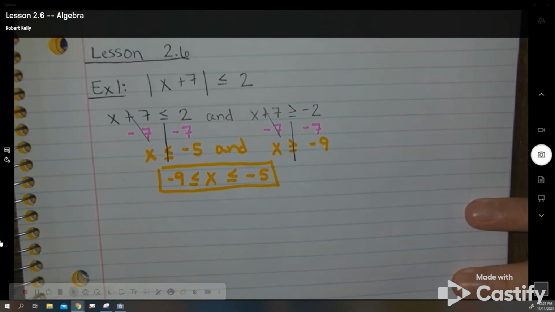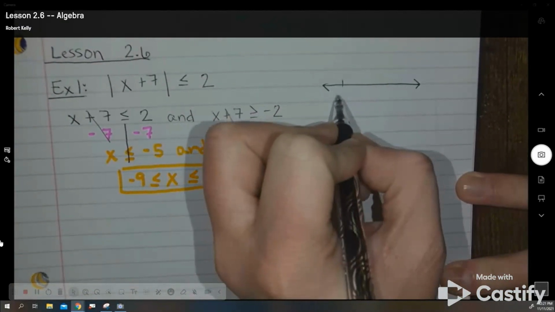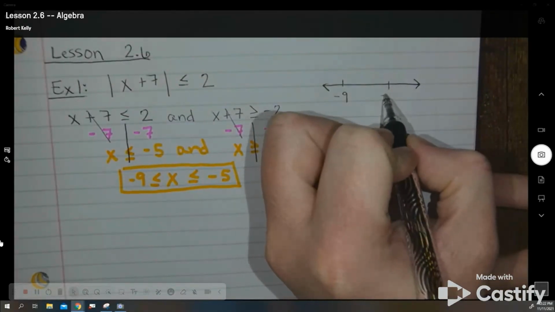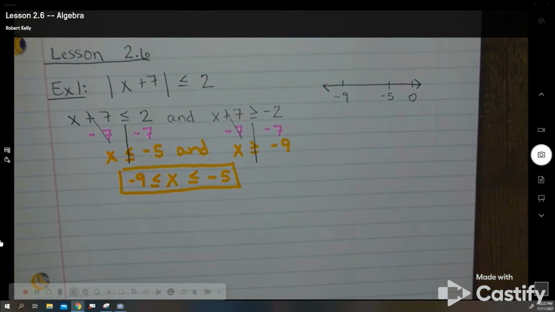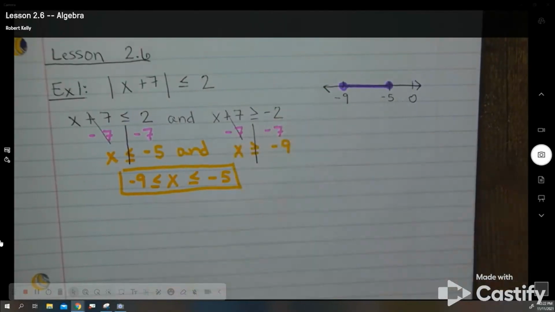So if we're going to graph it, this is one of our "and" scenarios. So we have on our number line -9. We also have to have -5. I'll just throw 0 on there for a third number. So closed circle for both. Since it's an "and," we know what the distance between these two things.